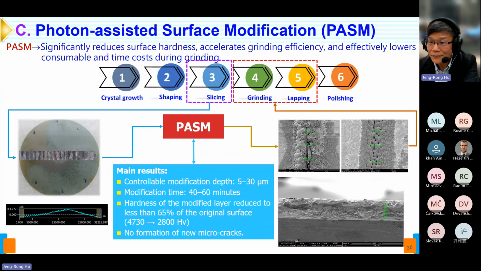This method we call photon-assisted surface modification, PASM. Based on this method, we successfully reduce the surface hardness very efficiently, and that can accelerate the grinding and also reduce the consumables and time costs during grinding.